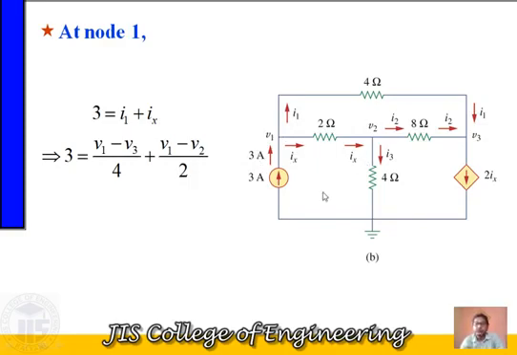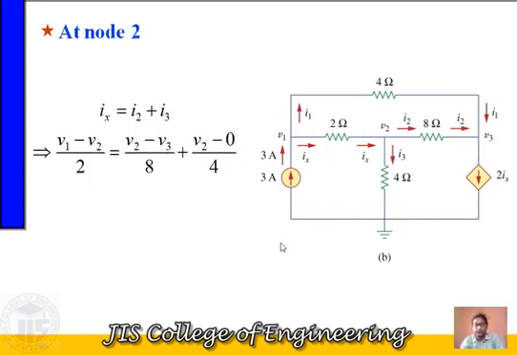Now let's go to node number 2. How many branches are connected over there? 3 different branches are connected: branches of 2 ohm resistance, 4 ohm resistance, and 8 ohm resistance. For this node 2, what is the voltage? That is V2. What is the current coming into this node? That is the Ix amount of current. And what are the currents going out from this node? That is I3 and I2.